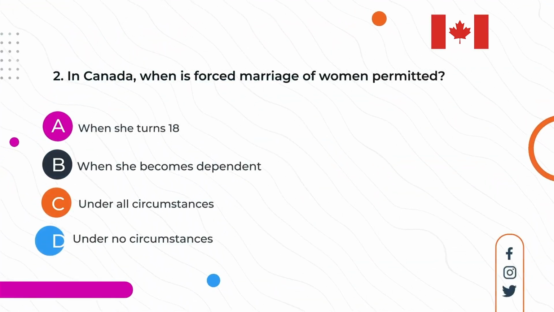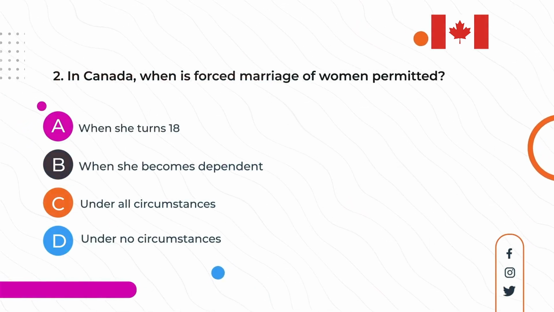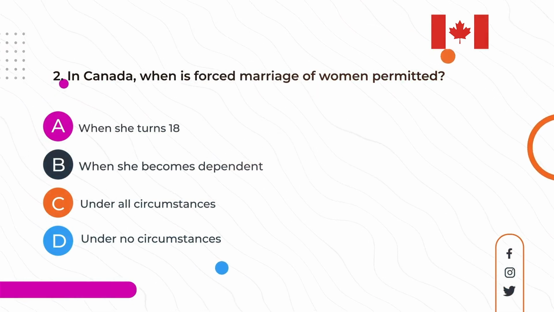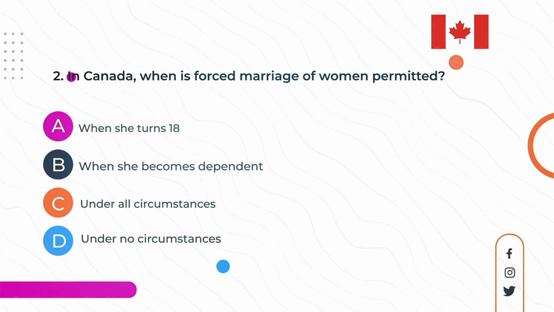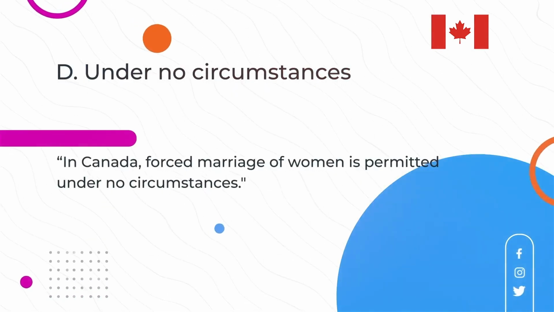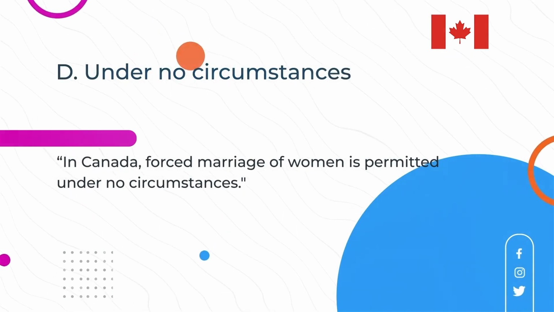Number 2. In Canada, when is forced marriage of women permitted? A. When she turns 18. B. When she becomes dependent. C. Under all circumstances. D. Under no circumstances. Answer: D. Under no circumstances. In Canada, forced marriage of women is permitted under no circumstances.